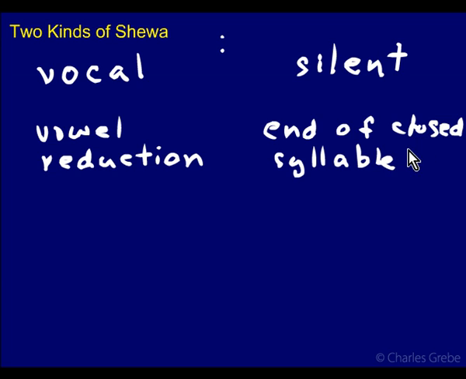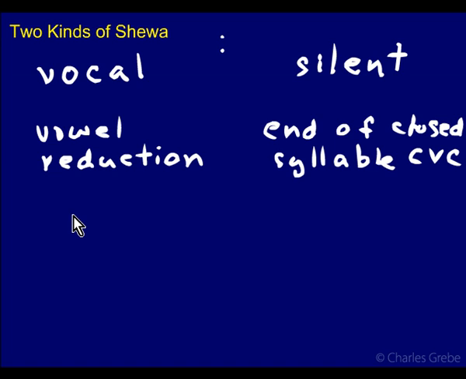Let's get our L there. Now, if you remember, a closed syllable is of the type CVC. Consonant, vowel, consonant. CV is open, CVC is closed. So the silent Shewa marks the end of a closed syllable. It'll be on the end of that last consonant. Of course, in Hebrew, it's in the other direction, so it'll be over here.